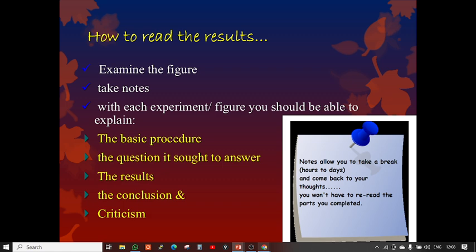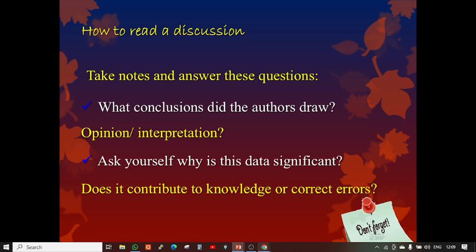With each experiment's figures, you should be able to explain the basic procedures, the questions through the answer, the result, the conclusion and the criticisms. Every part, whatever notes you made previously, should be there, because you are reading the results. According to you, you are finding some basic knowledge and procedure which can best fit your result.